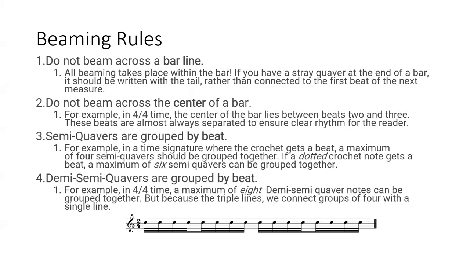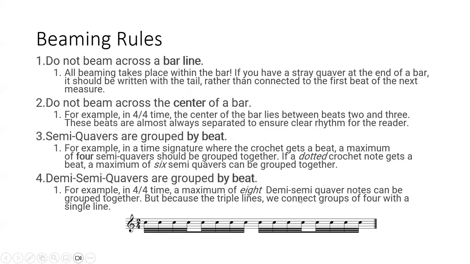Full semiquavers. So yeah, there's a few rules here. In a time signature where the crotchet gets a beat, so if that's 2/4, a maximum of 4 semiquavers can be grouped together. If a dotted crotchet gets a beat, a maximum of 6. When it says crotchet gets the beat, that would be in simple time, and a dotted crotchet would be compound time. So maximum of 6 semiquavers for compound time, and maximum of 4 semiquavers for simple time.